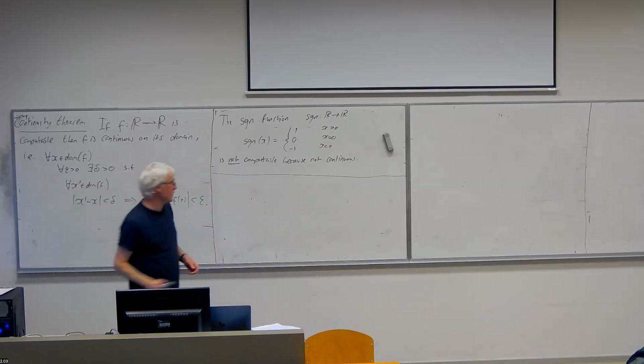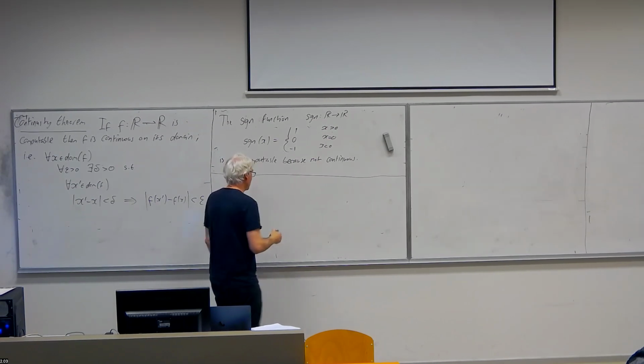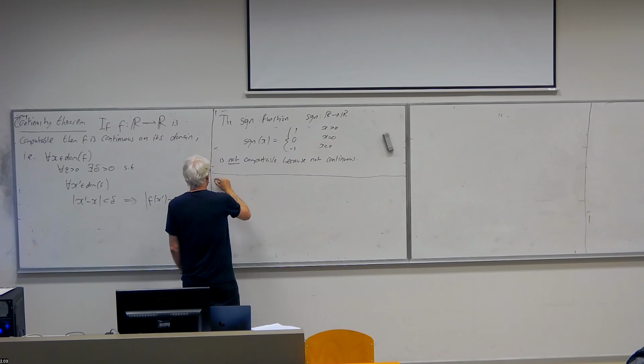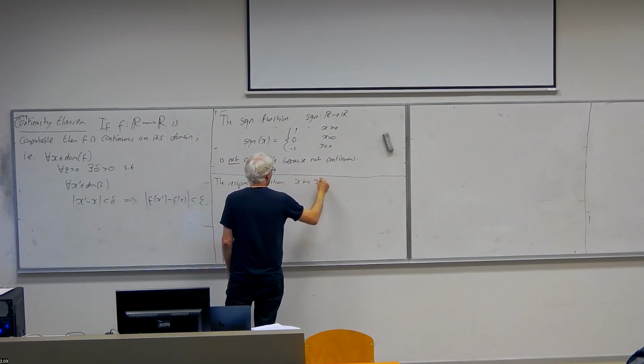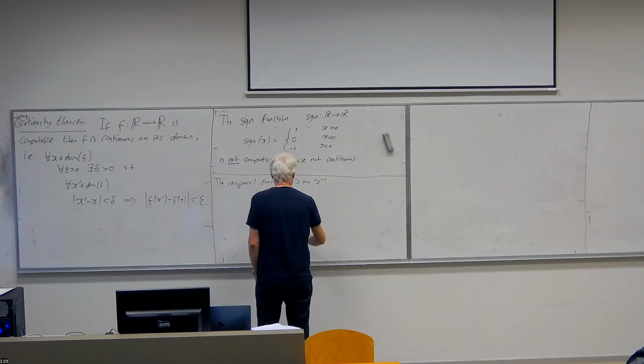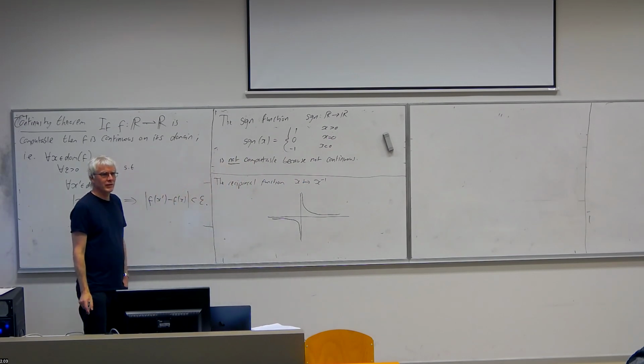The one other example I want to do, just so you're aware of how to be careful with such things. But let's consider what about the reciprocal function? x maps to 1 over x to the minus 1. As you know, draw a graph of the reciprocal function, that's like this. So does anyone have an idea whether this function is computable or not?